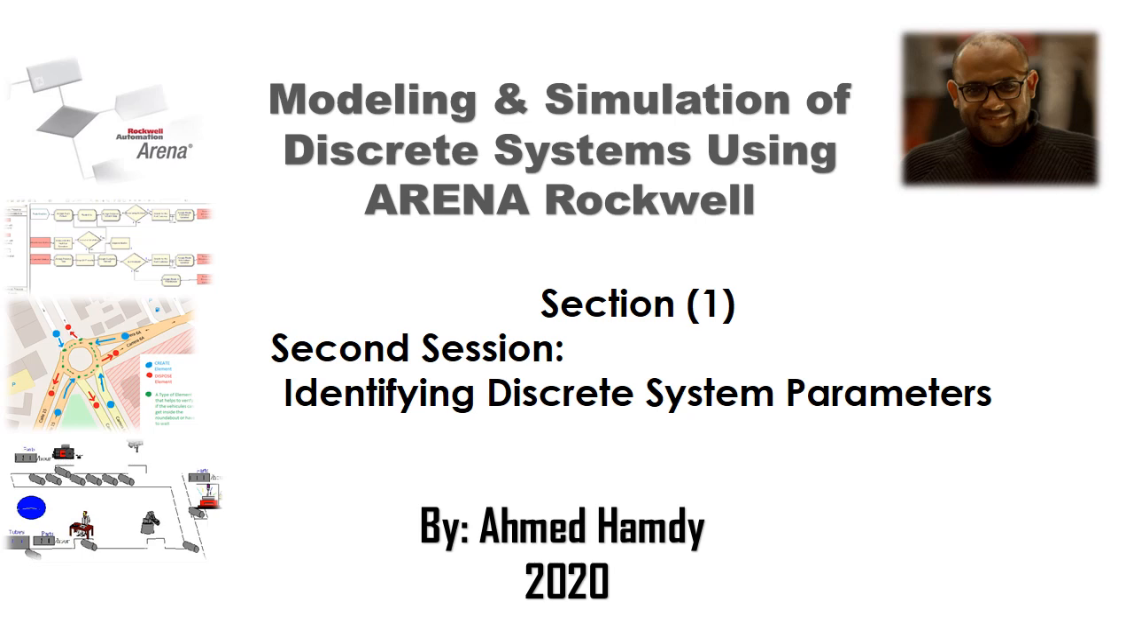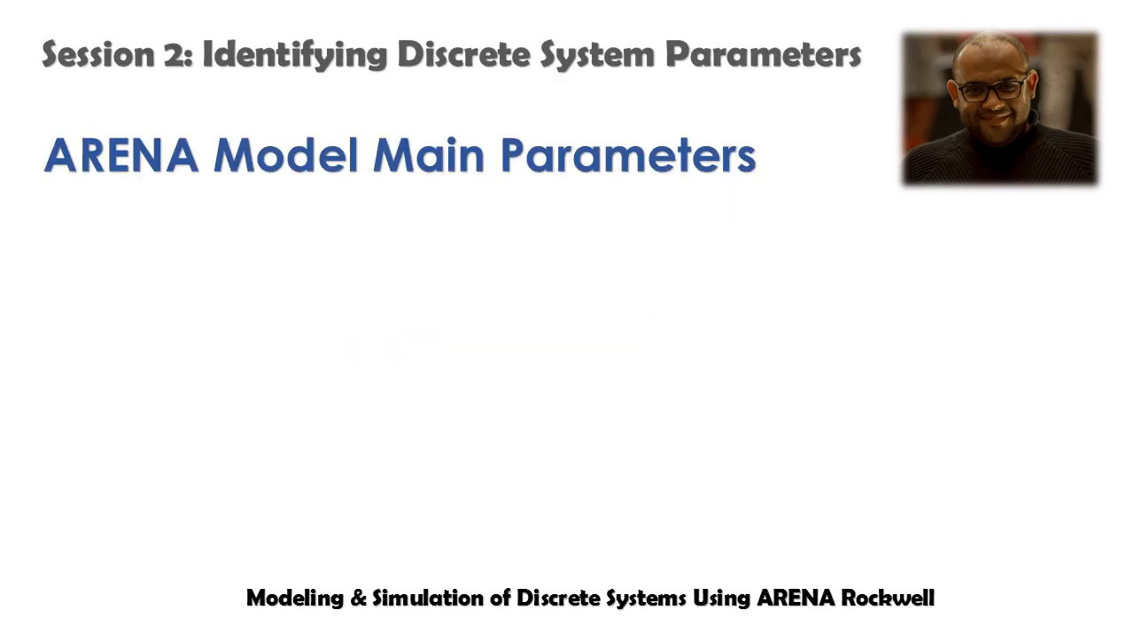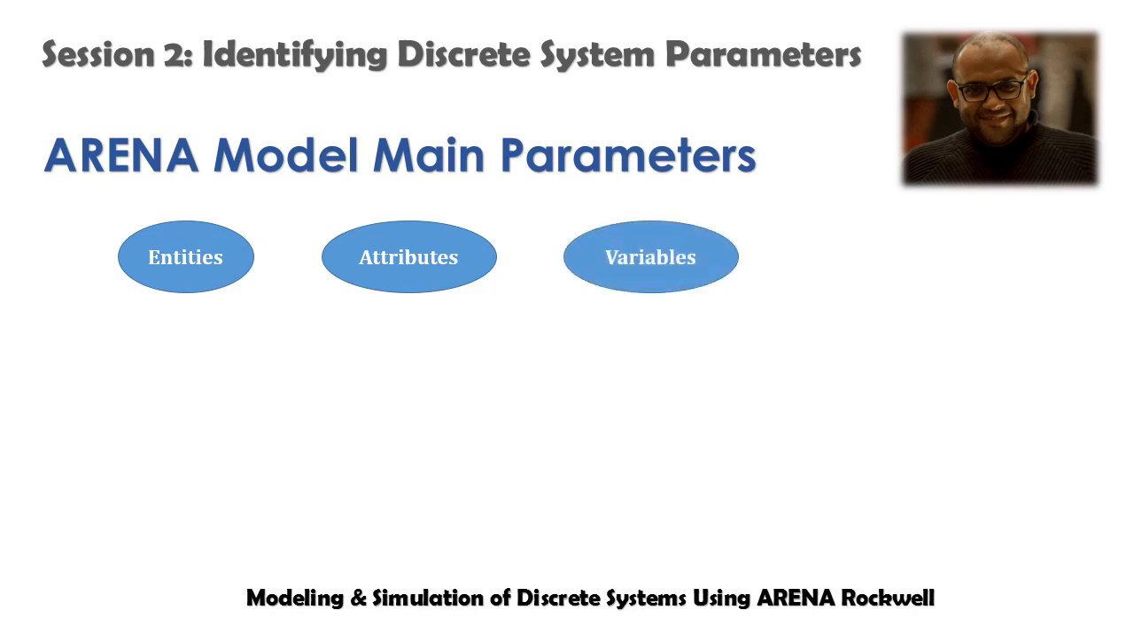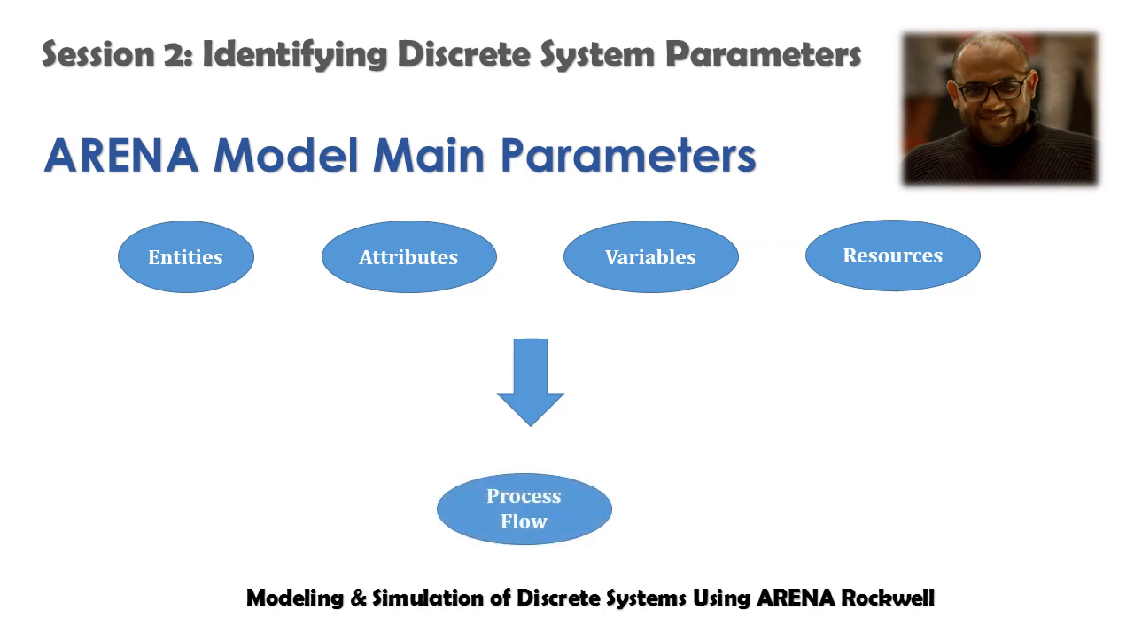So let's start. Before starting the modeling process of any system using any simulation software, you should identify the following parameters. First of all, the entities of the system should be clarified well, and this will be covered in a separate slide. Then, you should identify the attributes of these entities. After that, system variables should be clarified, as well as the used resources in the system. And finally, the process flow or the sequence of operations should be clarified as well. And all these four parameters will be covered in the next slides.